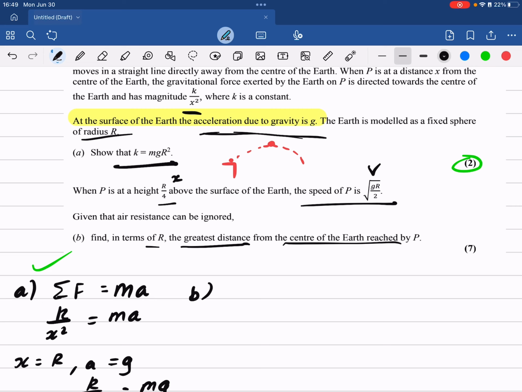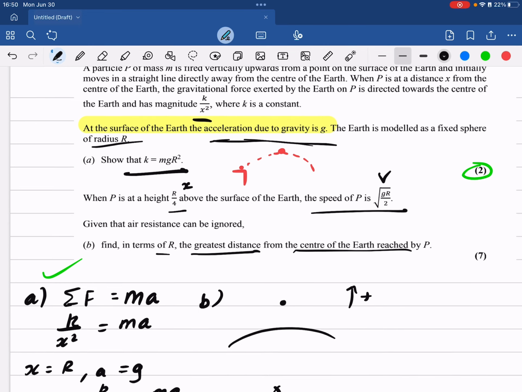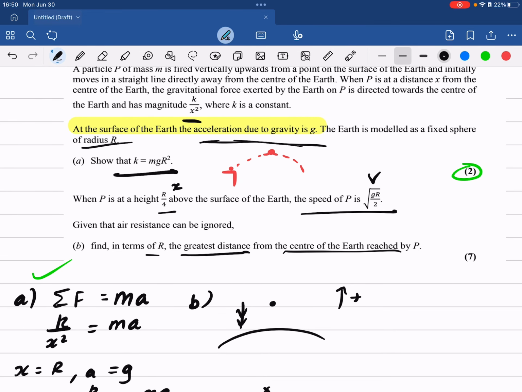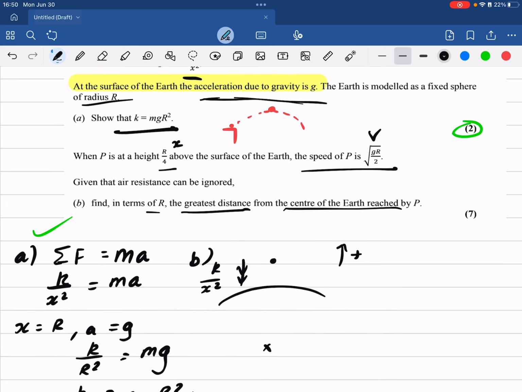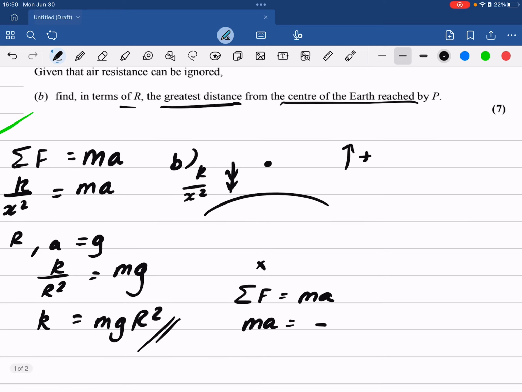So now what I can do is I can say, if I just start off with a quick diagram first of all, just show taking upwards as positive. Upwards is positive, and this is our object or particle P. It's got gravitational force acting downwards of k over x squared, and so that's negative. So now I can write that the total force sigma F is ma. So therefore ma is equal to negative, because it's downwards, k over x squared, and we know k is mgr squared. So negative mgr squared over x squared.